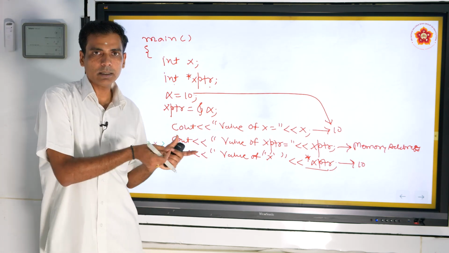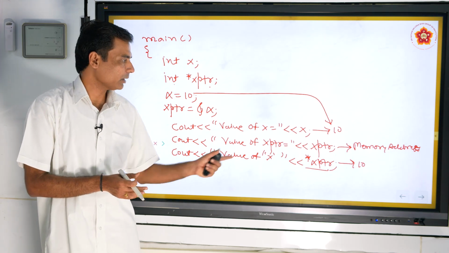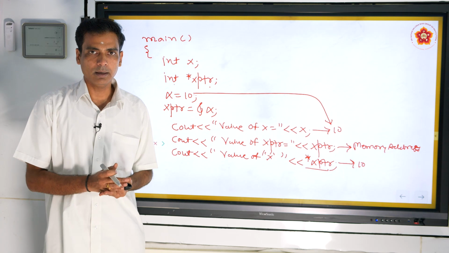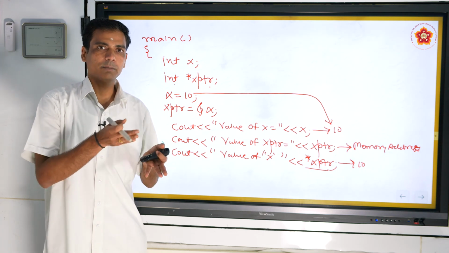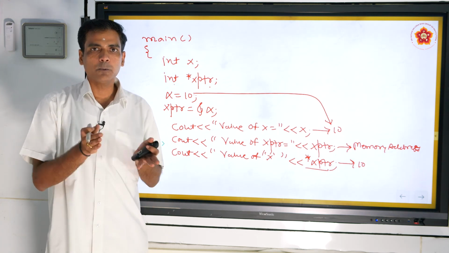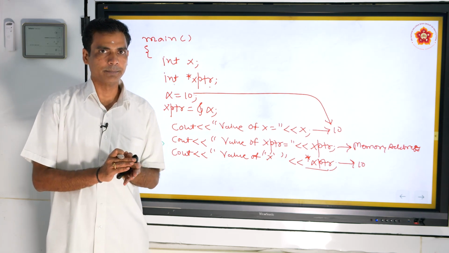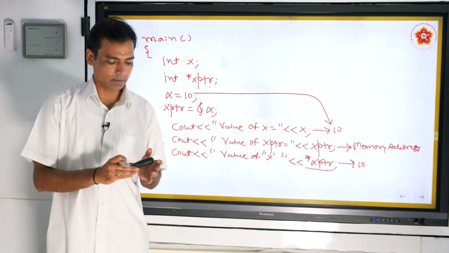So here you can observe the advantage of pointer. We don't need to use the variable anymore. If we get the pointer, then by using the pointer we can print the address of x as well as we can print the value which is stored at that particular address. Hope you have understood these basics.